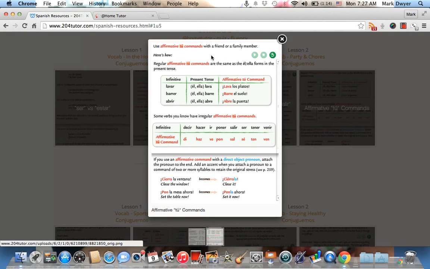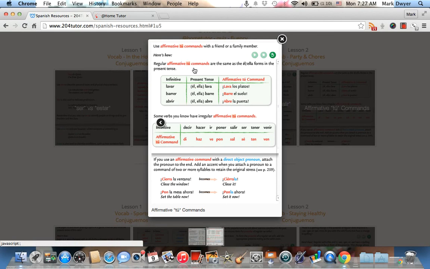So if you want to command a friend or a family member, someone that you would use tú with, if you were talking to them and say, ¿Cómo estás? For instance, ¿Cómo estás tú? How are you? Someone that you would speak to in the tú form. Then when you're telling them to do something, you would use the affirmative tú commands.